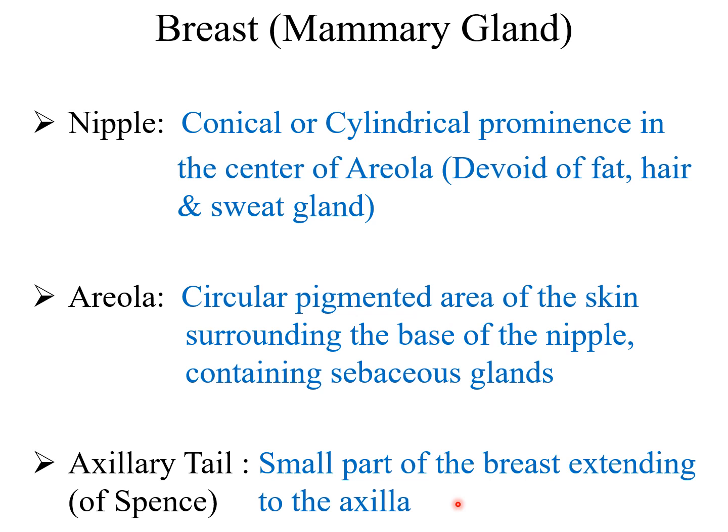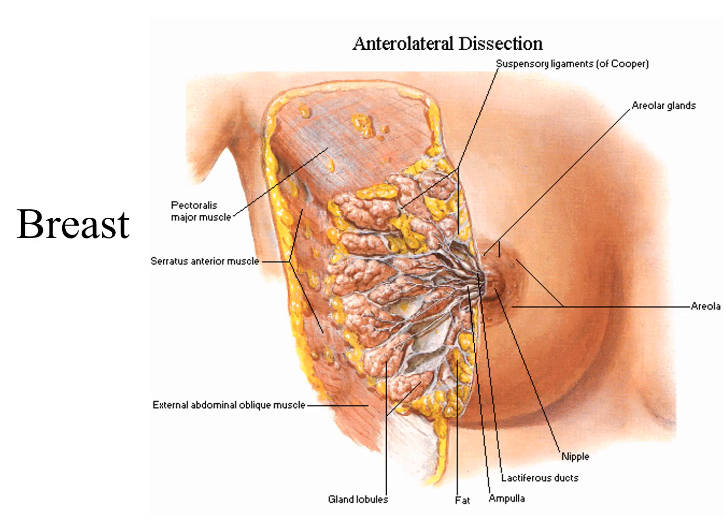So from the most upper and outer quadrant, that is the superolateral quadrant, an extension of the breast tissue is going toward the axilla, and it is named the axillary tail. Spence is the person who identified this, so it is also known as the axillary tail of Spence. So this is the diagram.